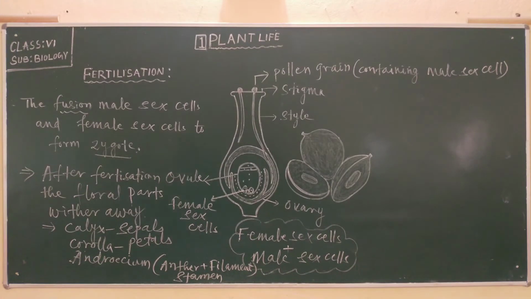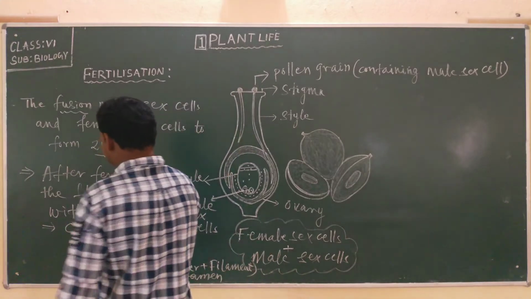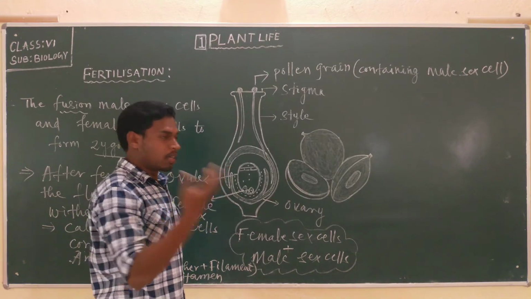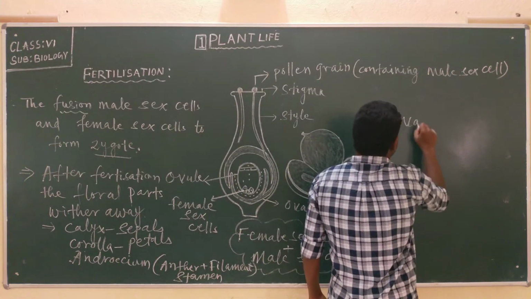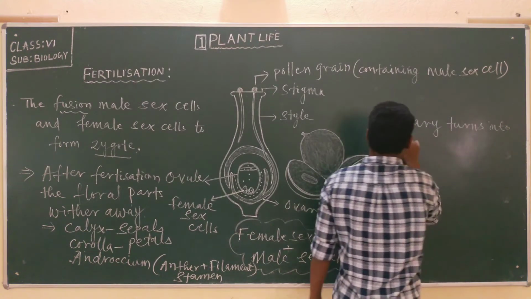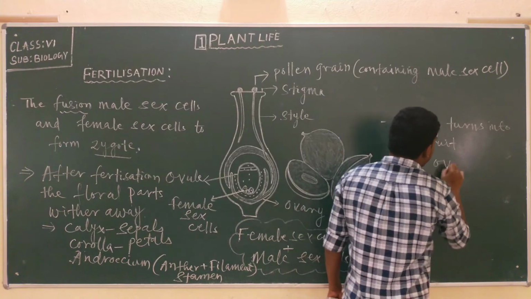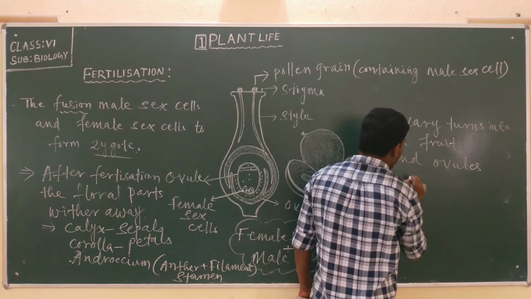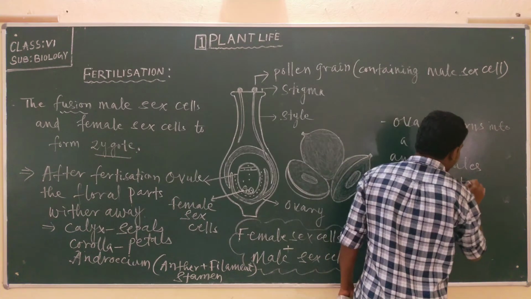So what happens after fertilization? The floral parts, like calyx, corolla and androecium, are going to wither away or fall off, and the remaining part, the ovary, is going to turn into a fruit, and the ovules turn into seeds.